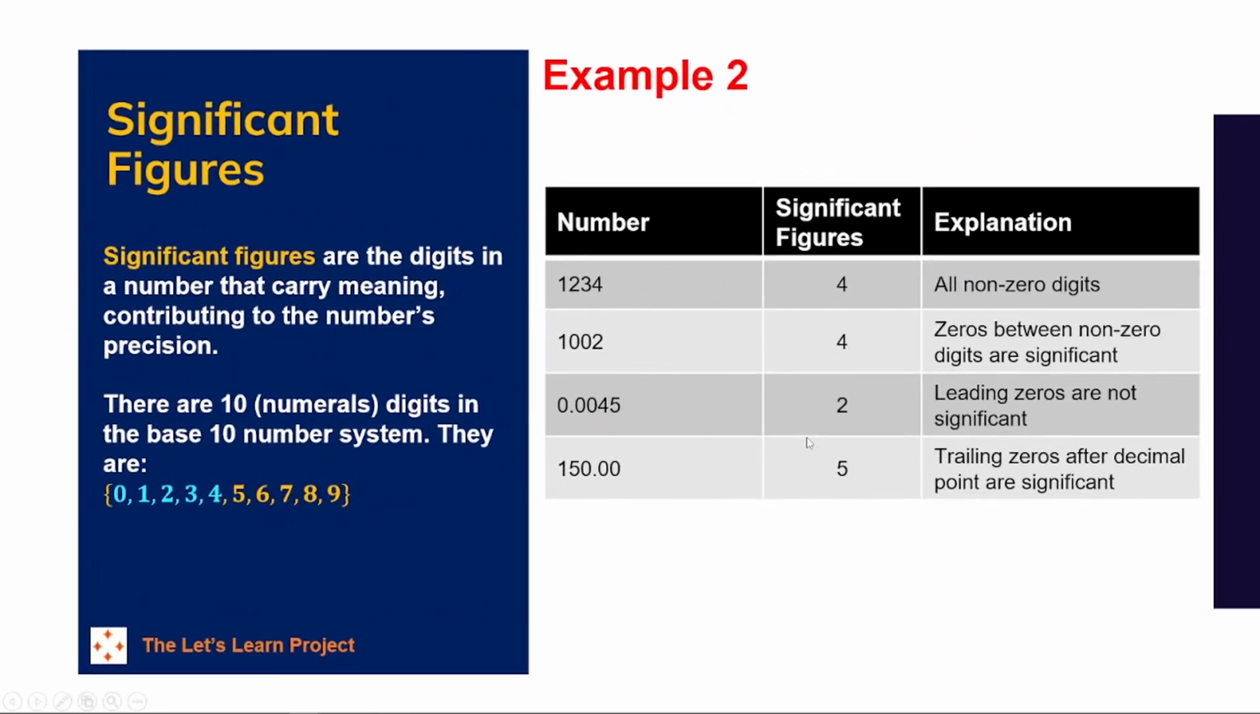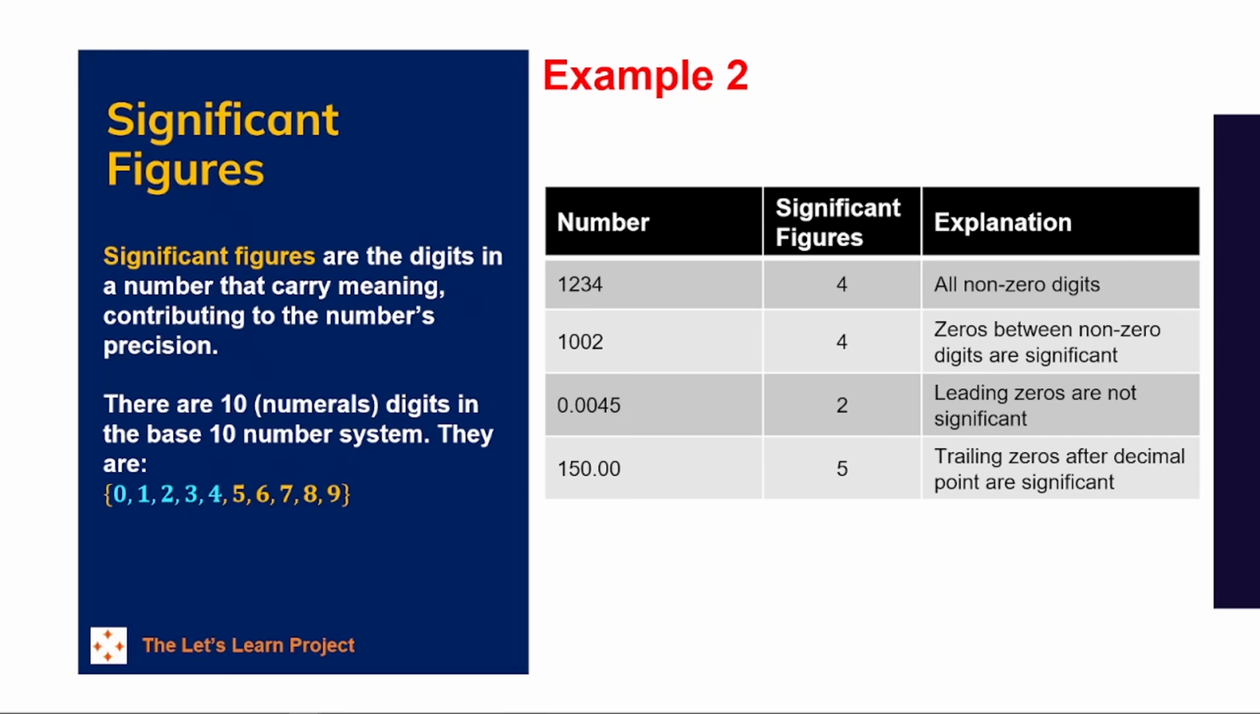So let's look at this table. You can see that the first number, 1234, has all digits non-zero, and so it has 4 significant figures. The second number is 1002, and even though there are zeros in there, the zeros are occurring in between 2 significant figures, that is 1 and 2, and hence those 2 zeros are also significant. So the number 1002 has 4 significant figures.